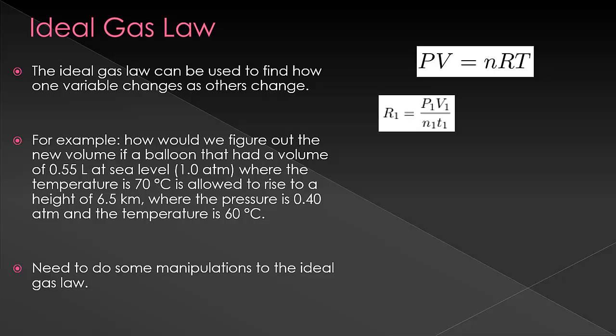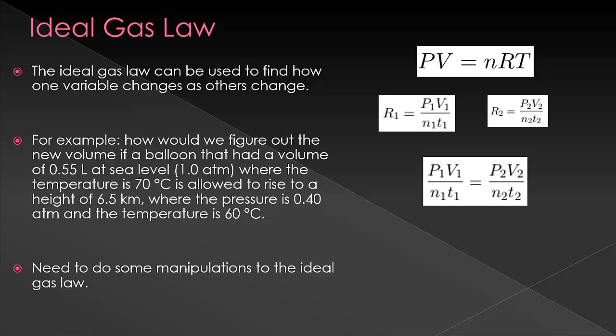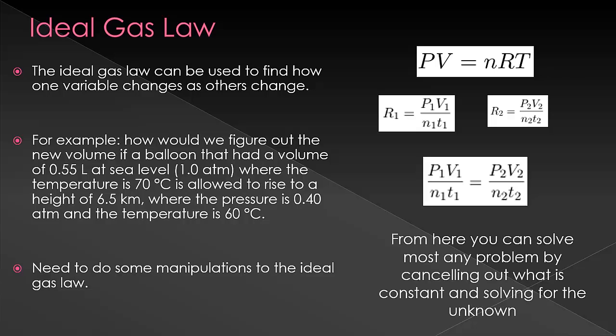If we can do this for one set of conditions, we can do it for another set of conditions. Now, since R is the same for any given set of conditions, that means that we can set the 2 equations equal to each other. From here, we can solve any ideal gas problem where some of the variables are changing. Let's take the example that I have here and finish the problem.